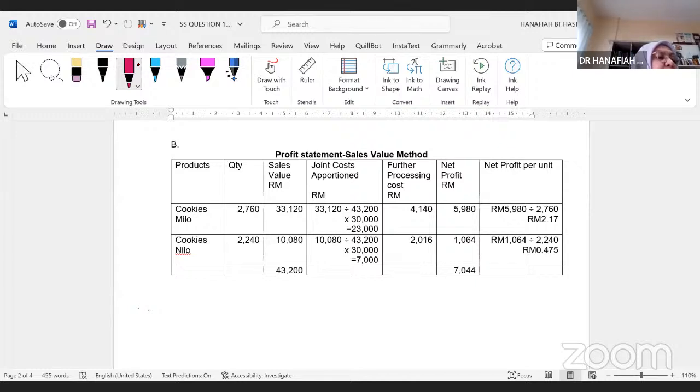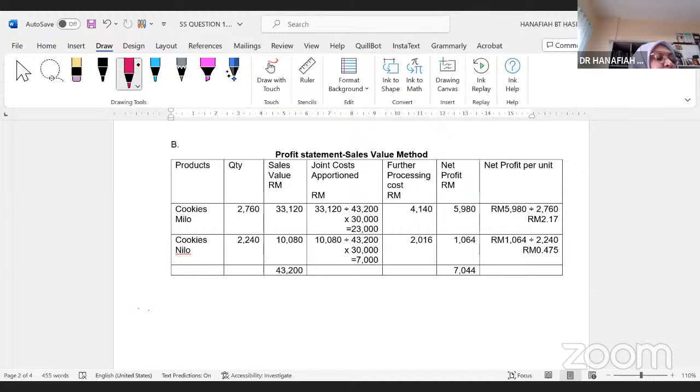You have the joint processing cost of 30,000. Production in kgs, cookies almond is 2,760 and cookies walnut is 2,240, and the selling price per kg for each of the cookies is 12 and 4.50, and you incur further processing cost per kg of 1.50 and 90 cents if you want to further process to another final product. Or if you want to stop, you can sell cookies almond and walnut.